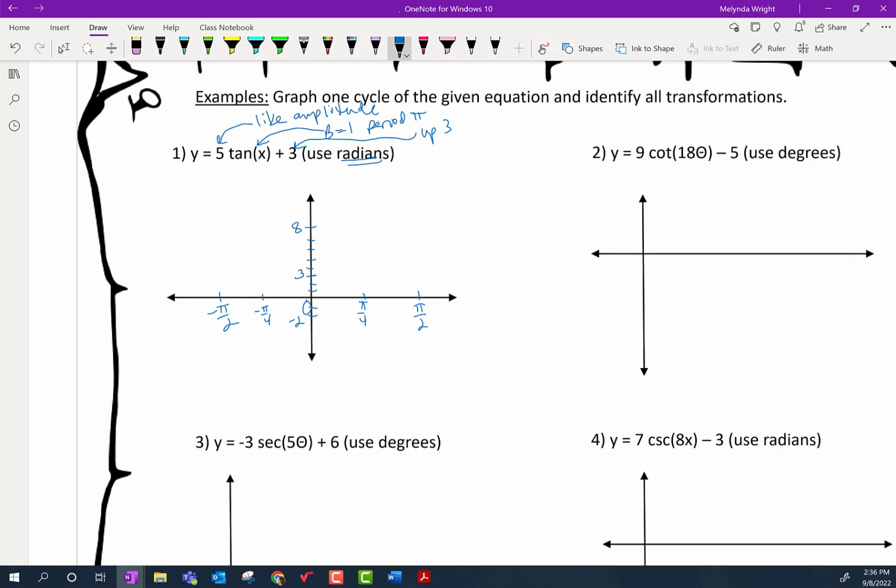So on tangent, and actually on cotangent, we start the graph with its asymptote, and we end the graph with its asymptote. That's one cycle. I would start in the very middle. Its middle point normally is at the origin, but we have shifted up 3, so it's right here. That's its middle.